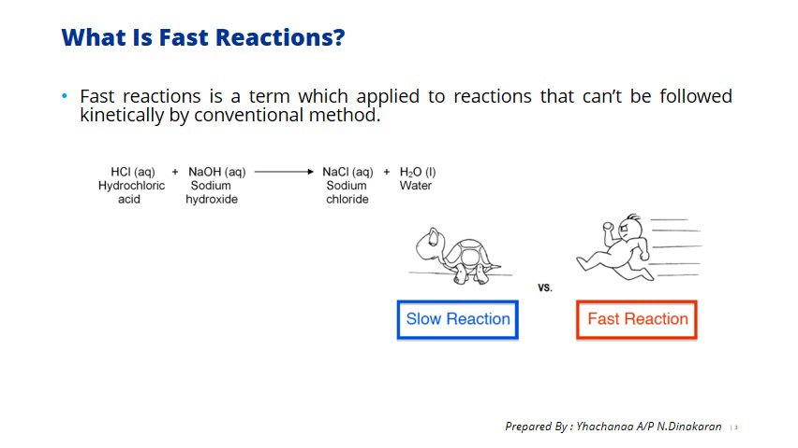There are a lot of examples of fast reaction. One of them is when we carry out a neutralization process in labs between hydrochloric acid and sodium hydroxide, where salt is formed. It is also known as a fast reaction that we carry out in labs.